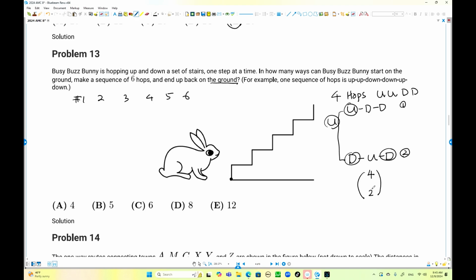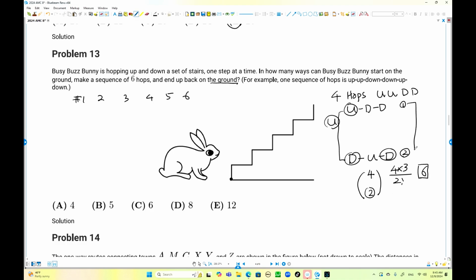When you tackle it over here, how much is this? 4 choose 2 is what? 4 times 3 over 2 factorial. Or you can use 4 factorial over the difference, 2 factorial, divided by 2 factorial, right? So 4 times 3 over 2, that is 6.